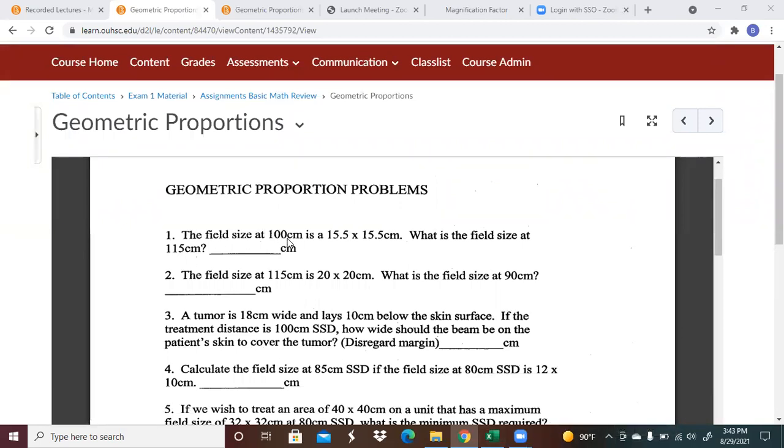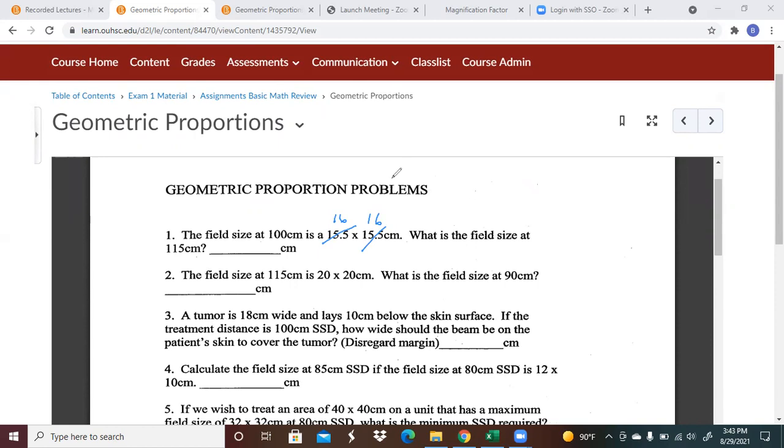Field size at 100 cm is going to be a 15 by 15. So what is the field size at 115? So let's take things, change them just a little bit. And rather than 15 by 15, we're going to change that to 16 by 16. So how does that end up changing?